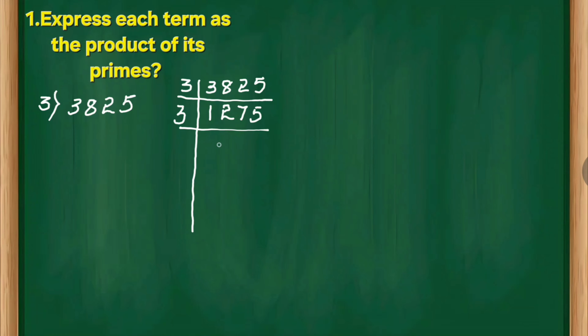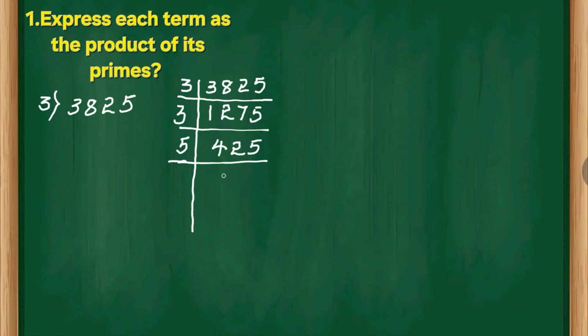Again 1275 can also be divided by 3. By dividing 1275 by 3, we get 425. Next, 425 can't be divided by 3. It can be divided by 5, by dividing 425 by the prime number 5.